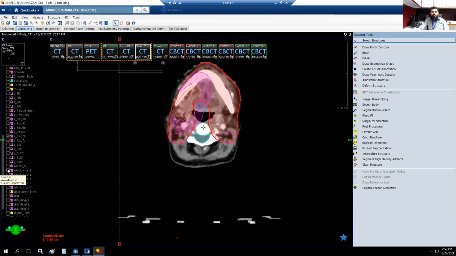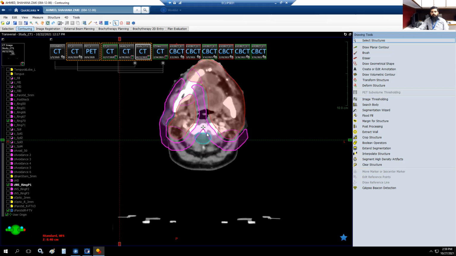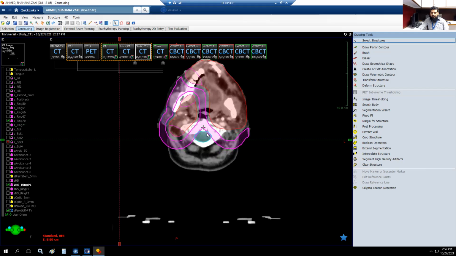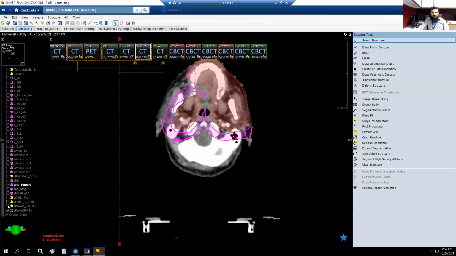If you are getting some extra doses in the normal tissue, you have to control the avoidance structures. And we have the rings, like for phase 1, we have introduced the ring structure so that the spillage dose should not, the dose falls off outside the PTV. And then we have the parotid structures.